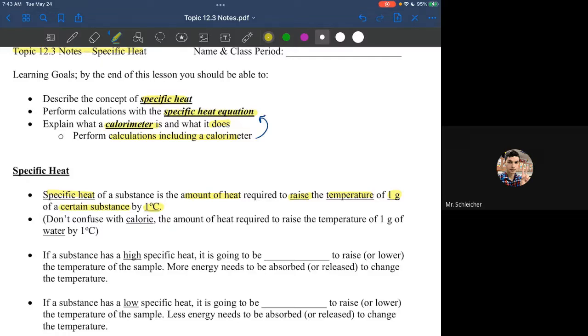This is slightly different than this term calorie, which is the amount of heat required to raise the temperature of 1 gram of water by 1 degree Celsius. So you probably heard about calories in food already. In terms of that kind of stuff, that's actually referring to kilocalories. So imagine that times 1,000.